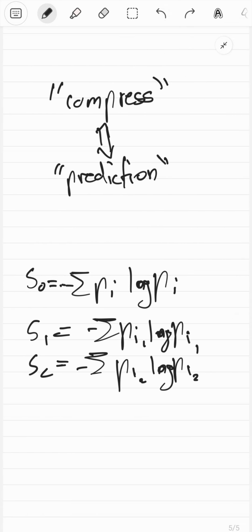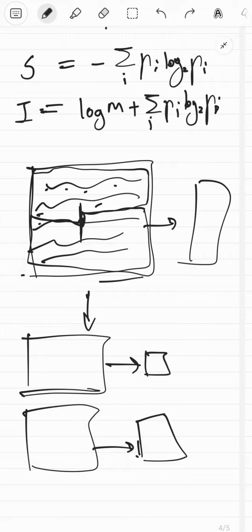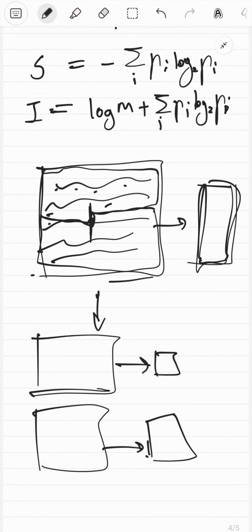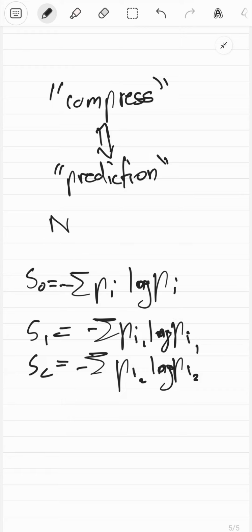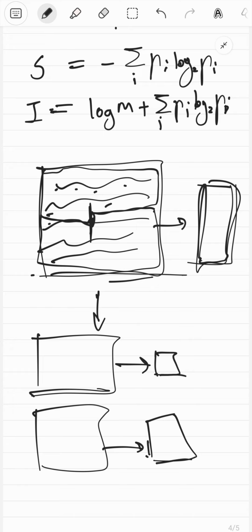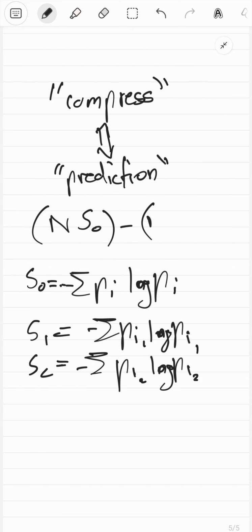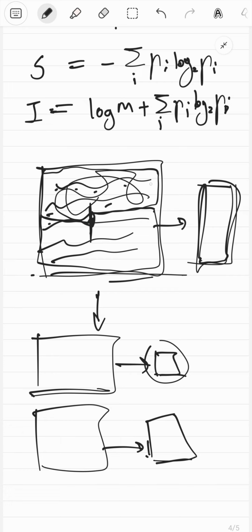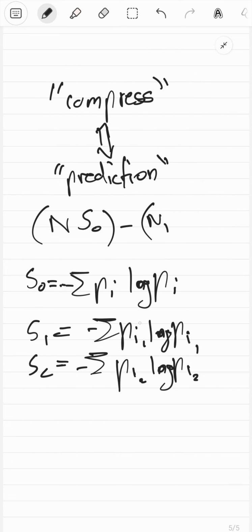Let's actually go with this. What's the number of bits required to compress this? Well, it's going to be n, so n characters in this initial text file. So n times s naught, that's the length of the first case, minus the number of bits required to express these two compressed files. In this case it's n1 times s1, maybe you split it such that this part has n1 characters, and then n2 times s2. For the second file you just require these many bits.